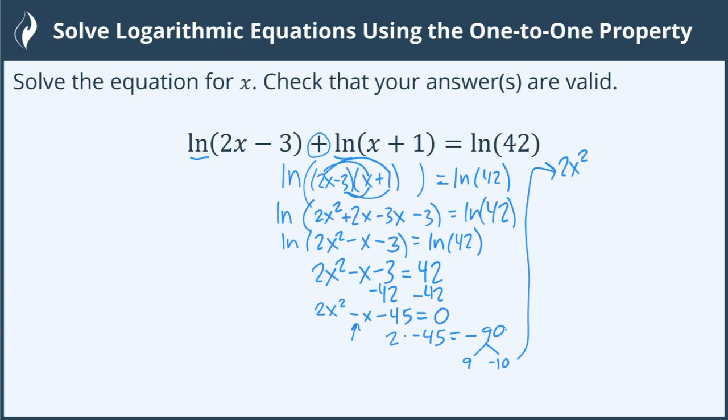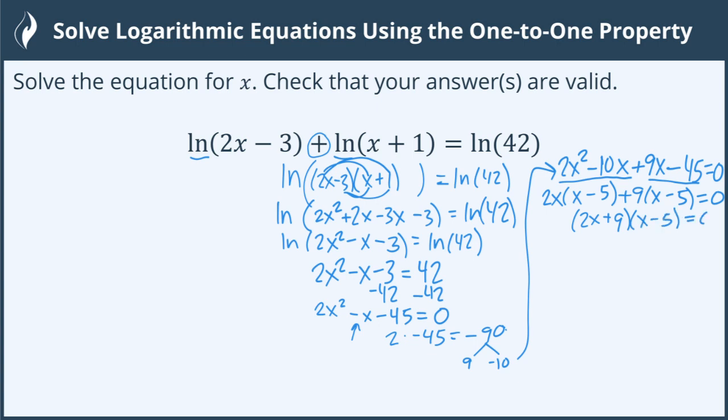So 2x squared minus 10x plus 9x minus 45 equals 0. Okay, now I'm going to factor by grouping. And again, if you prefer doing quadratic formula over factoring, that would be perfectly fine on this problem. You should get the same answer. So when this is fully factored, I end up with 2x plus 9 times x minus 5 equals 0.